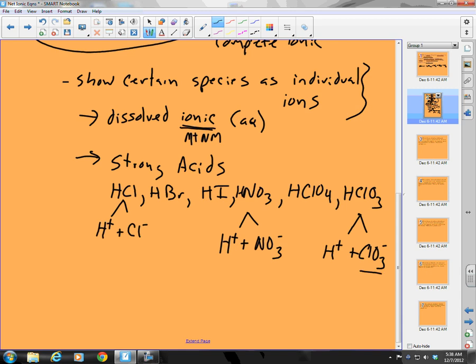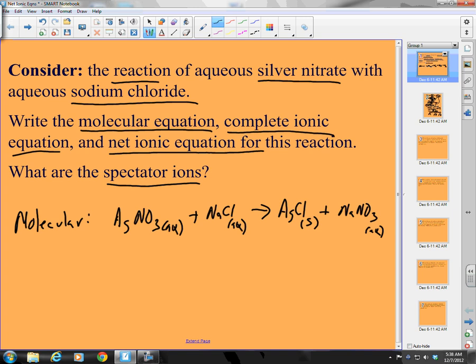So my strong acids are broken down into their ions. Now, there's one other strong acid here that's a little weird, H2SO4, and we're not going to get into that. That's for AP Chem. Those are our rules now for complete ionic. So what am I going to do? I'm going to take my molecular, and I'm going to identify all my ionic species that are aqueous. Yoink, yoink.